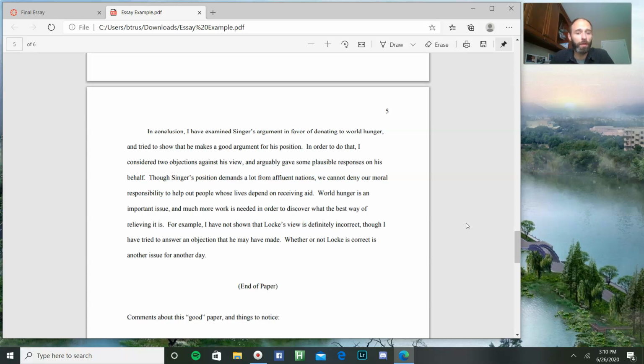World hunger is an important issue, and much more work is needed in order to discover what the best way of relieving it is. For example, I have not shown that Locke's view is definitely incorrect, though I've tried to answer an objection that he may have made. Whether or not Locke is correct is another issue for another day. So, a nice thing that the author does here at the end of the paper is point out what future research could be done on this topic.